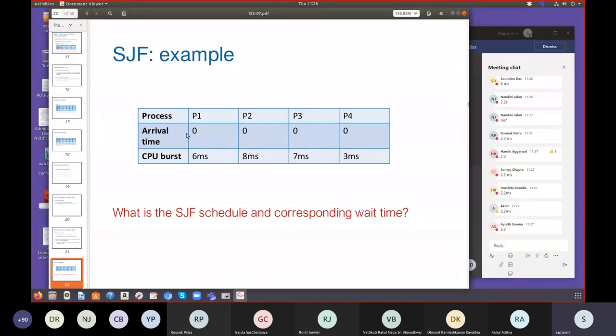So all processes come at the same time, but the CPU bursts are different. These are the estimated CPU bursts. Right, so can you just work this out again? Take a couple of minutes and work this out. Shortest job first: the process having the shortest CPU burst, in this case P4, should be scheduled first. So maybe just take a couple of minutes and work this out.